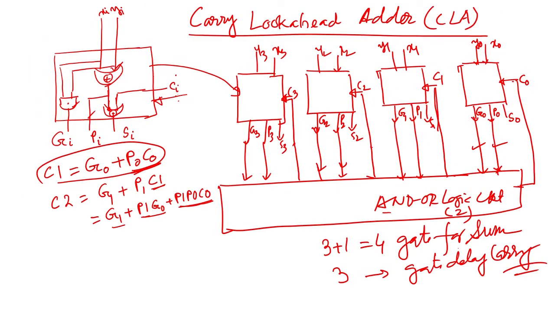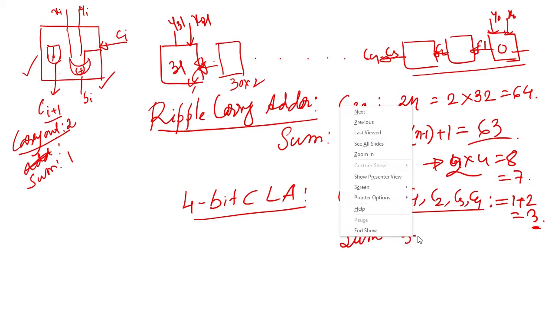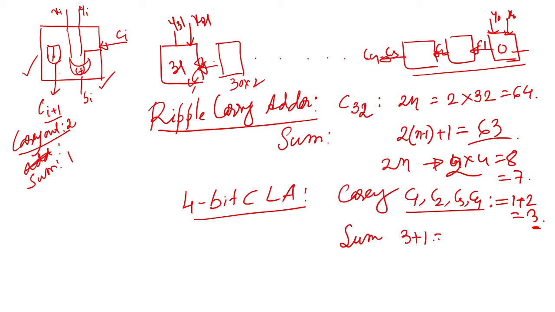So after giving input it will take one more gate delay. C4 and C3 are taking 3 gate delays, so the sum will be 3 plus 1, so 4 gate delays. Therefore, you can realize the speed: earlier, with the ripple carry, it was 8 and 7, and now it is taking 3 and 4.